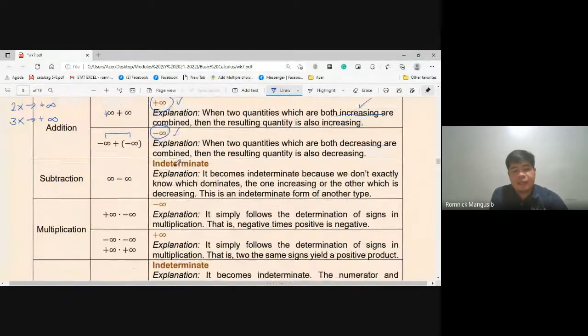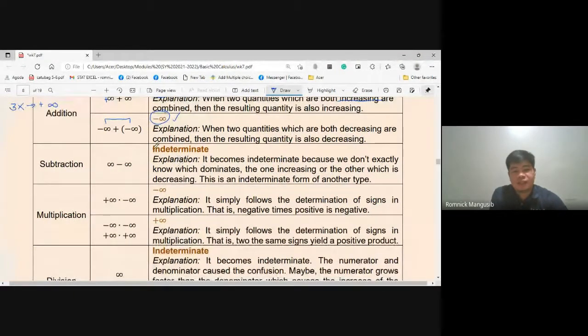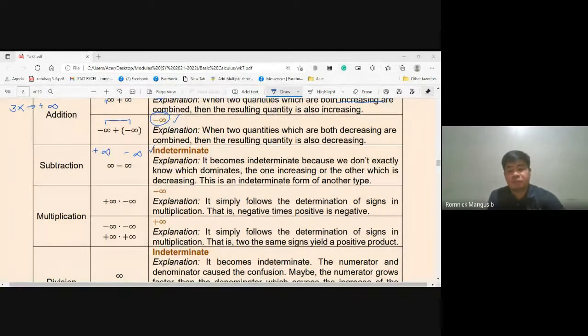Okay? And itong subtraction ang crucial kasi magiging indeterminate siya. Bakit? Pag pinagsama mo ang magkaiba ang behavior, pagsamahin mo ang positive infinity and negative infinity, anong iisipin mo? Or you're going to subtract. Ang ibig sabihin din niyan, class, is in addition perspective, positive infinity plus negative infinity will now mean positive infinity minus infinity. So, ano ngayon iisipin natin?